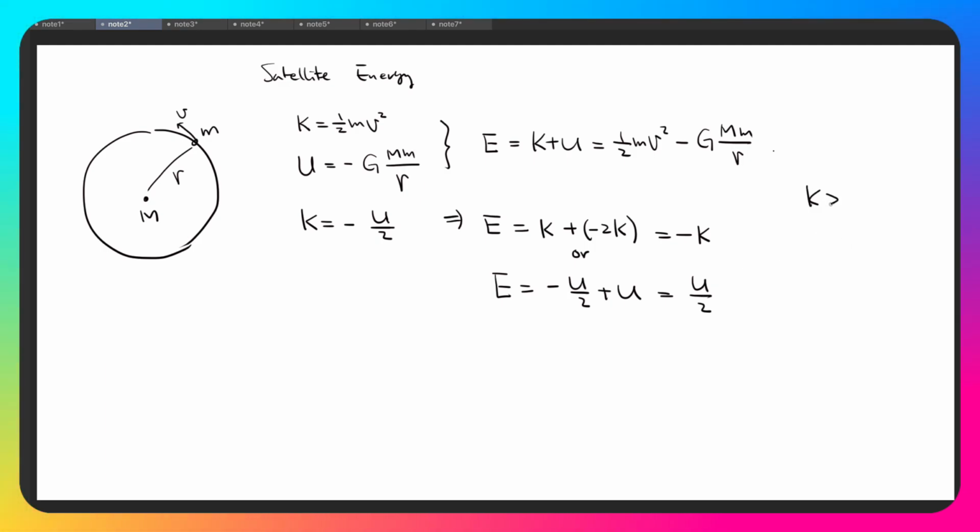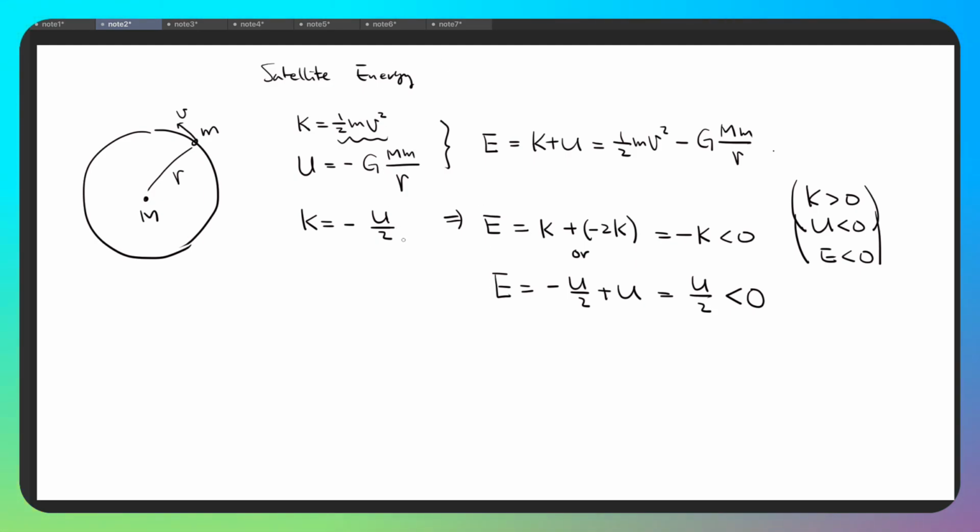And K is always positive, right? It's 1/2 mv squared, so it's always positive. And U is always negative, from that expression. So we can say the total mechanical energy of the satellite is negative. Or in this case here, U is negative, so E is negative. So total E is negative. Okay, so these are the energetics of the satellite around the Earth.